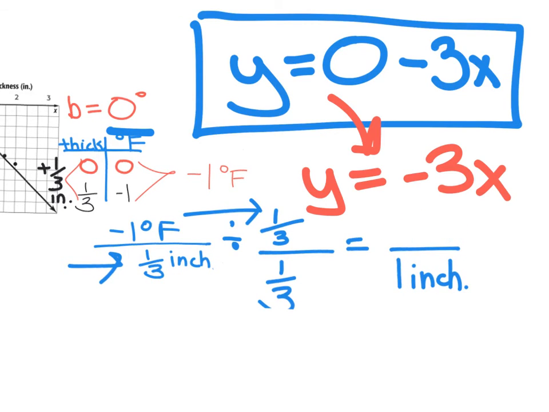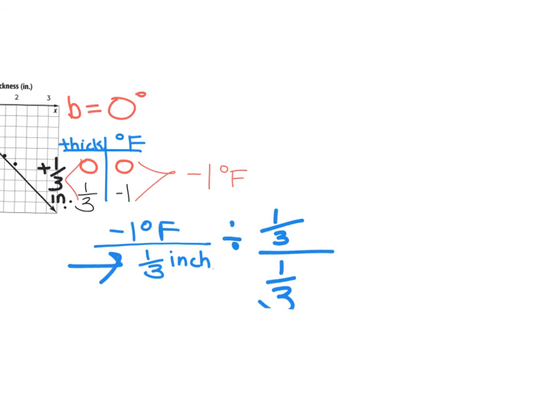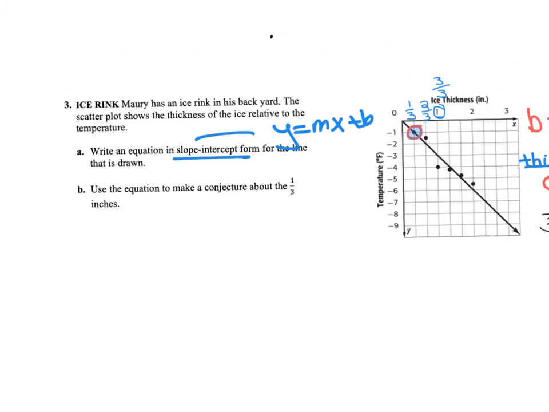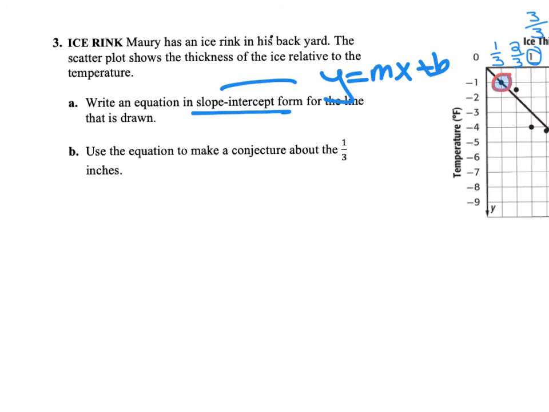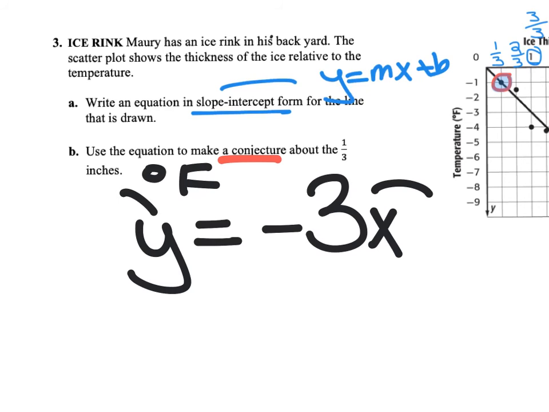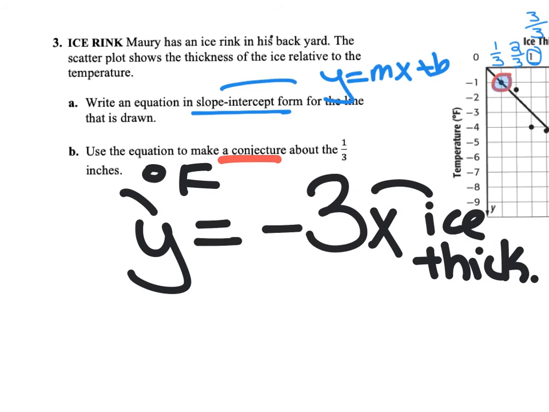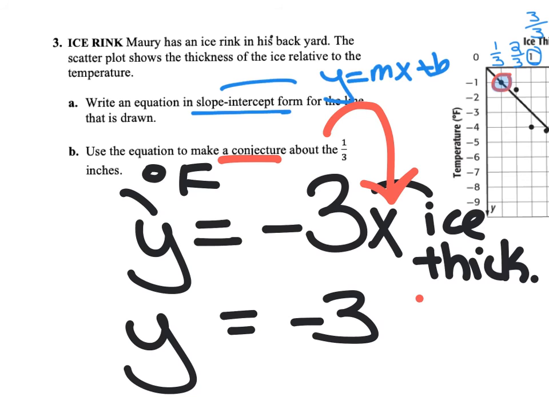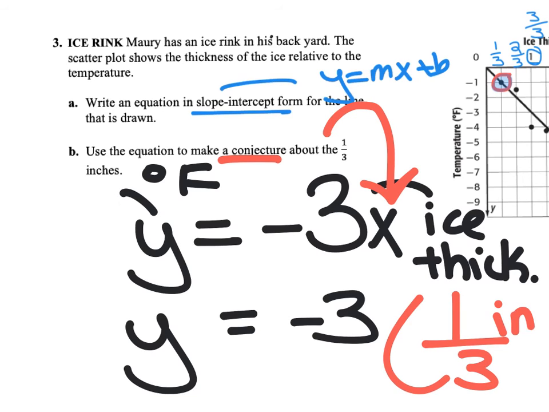Okay, so let's now use this equation to make a prediction. So it says use the equation to make a conjecture, a prediction about the 1/3 inches. So what will your temperature be when your ice is 1/3 of an inch? So remember, our equation was y, so the temperature is y, equals -3 times my ice thickness, because x is my ice thickness. Okay, so it says if your ice is 1/3 inch, what will the temperature be? So my total temperature would be -3 times 1/3 of an inch.